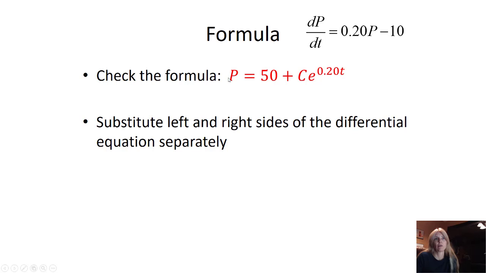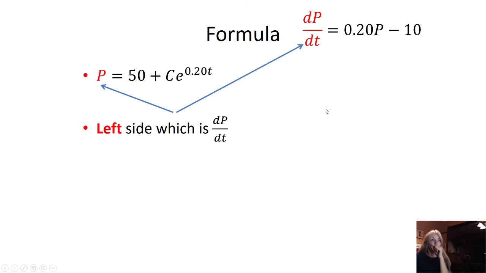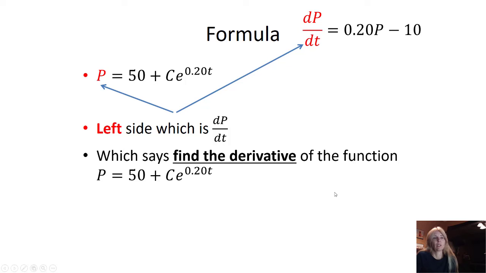On the left side here, I'm going to substitute whatever my dP/dt is, and then I would take that derivative of P with respect to t to see if the two sides match. So the left-hand side, I'm going to take the derivative of this, but I'm only looking at the left, so dP/dt. This says find the derivative of this actual function. The derivative of 50 is just a constant and goes away. The derivative of e to the kt is k e to the kt. So this would be the actual derivative.